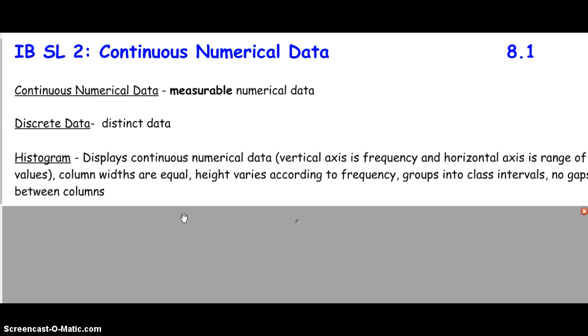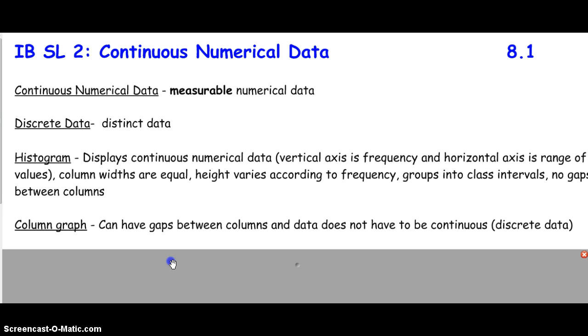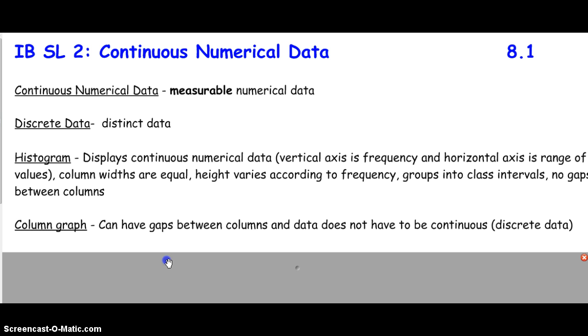So that's just the definition. We're going to be practicing more and explaining that further. Just make sure you have the definition down. The column graph is what you're used to seeing, with a lot of data in column graphs, and that's for discrete data. You can have gaps between columns, and the data is usually countable, discrete data.